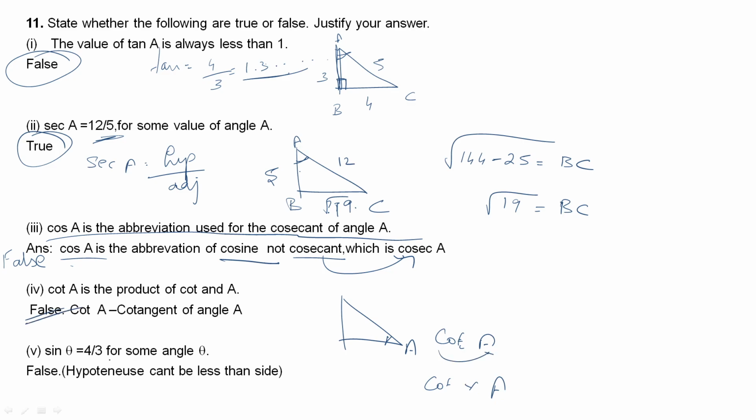Sin theta is equal to 4 by 3 for some angle theta. So it is obvious. Sin is opposite by hypotenuse. We always know the hypotenuse is the largest side. So the hypotenuse cannot be less than the other side. So it is obviously false. Okay. So with this the exercise is over.